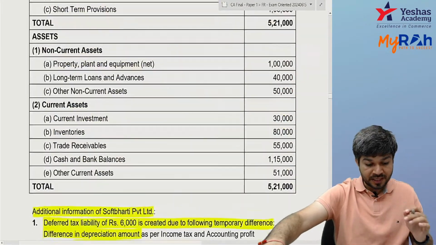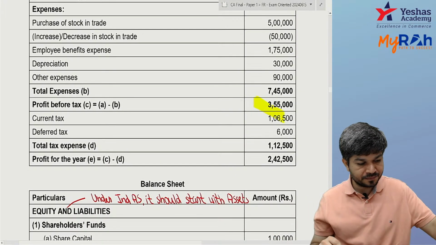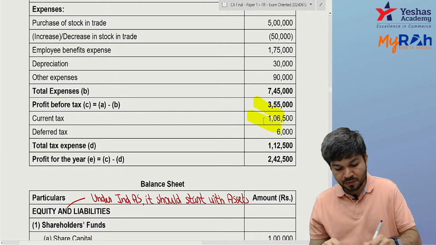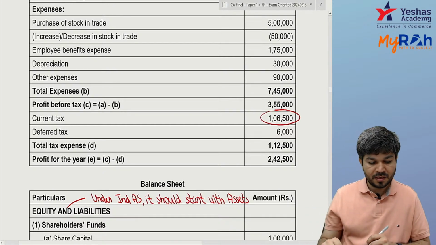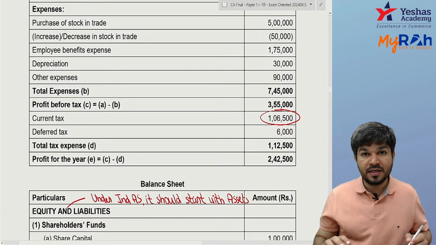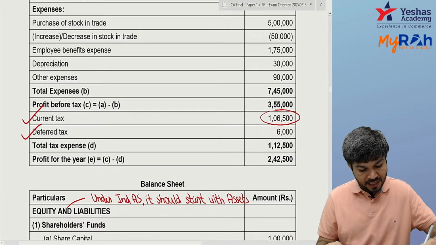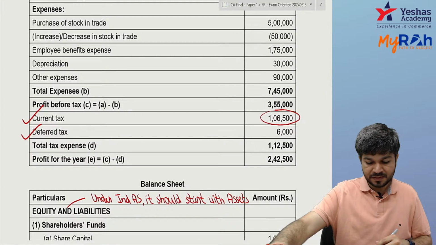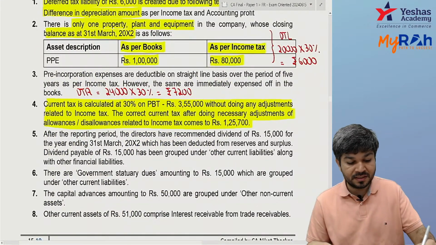Okay, so now check out in the question. PBT 355. Okay, 355 into 30%. Did you get 106,500? This is wrong. It should not be 106,500. Instead of that, it should be 127,500. They just told. So here there is an adjustment. Here there is an adjustment. In deferred tax there is an adjustment. Okay, I'll come back. 125,700 should be the thing.